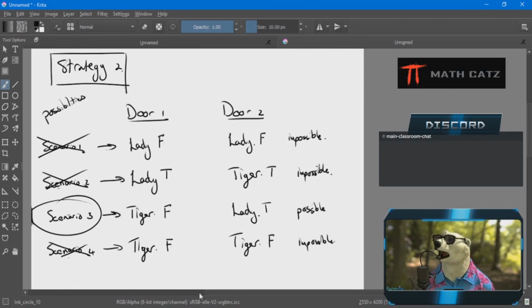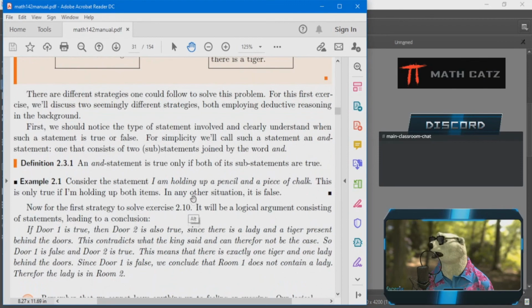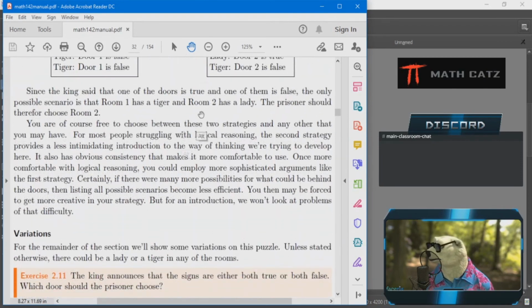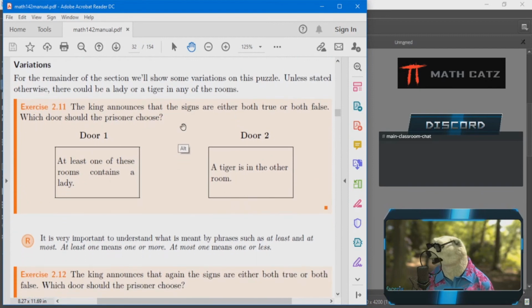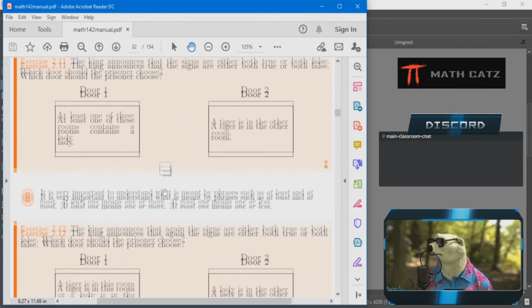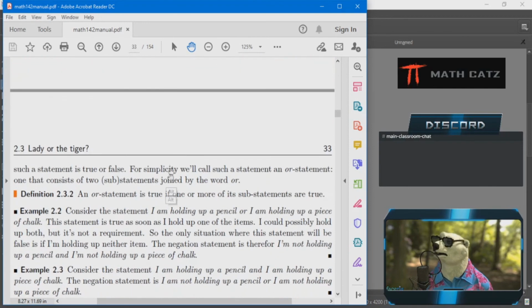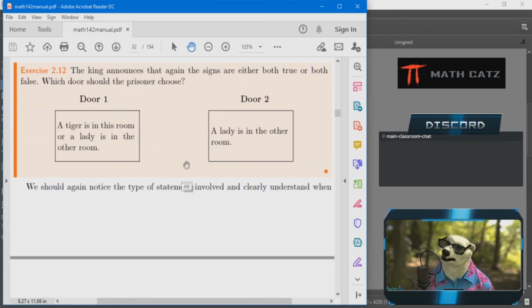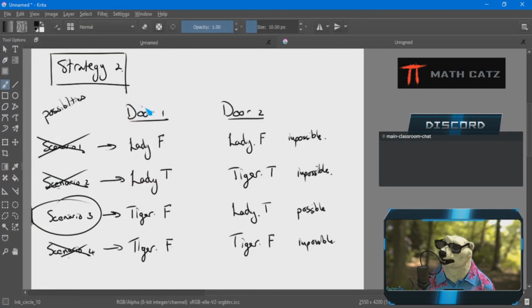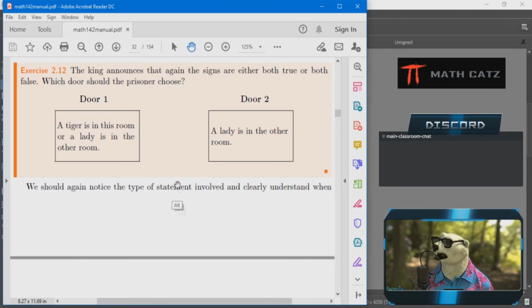Okay. Now, I'll just give you a little preview here. We have a lot of questions. I have some explanation in the book about what we just did. We have some variations. We have this example. We have this example. And every time the king says something different, every time the doors say something different. But if I come into this question, I don't even care what the king says. I don't even care what the doors are saying. It's a lady or the tiger question. I know I'm going to set it up like this. I'm much more confident right away before even checking the details. But we do want to see how the details can change things and just practice a little bit.